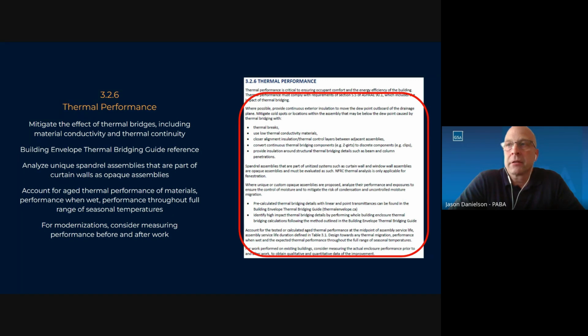3.2.6 thermal performance. So a few of these takeaways. This is mitigating the effect of thermal bridges, including material conductivity and thermal continuity, and you can see some of this on the right. You're talking about thermal breaks, low thermal conductivity materials, closer alignment of the insulation and thermal control layers between adjacent assemblies, converting continuous thermal bridging components, I'm talking about Z-girts, etc., to discrete components like a clip, and then providing insulation around structural.